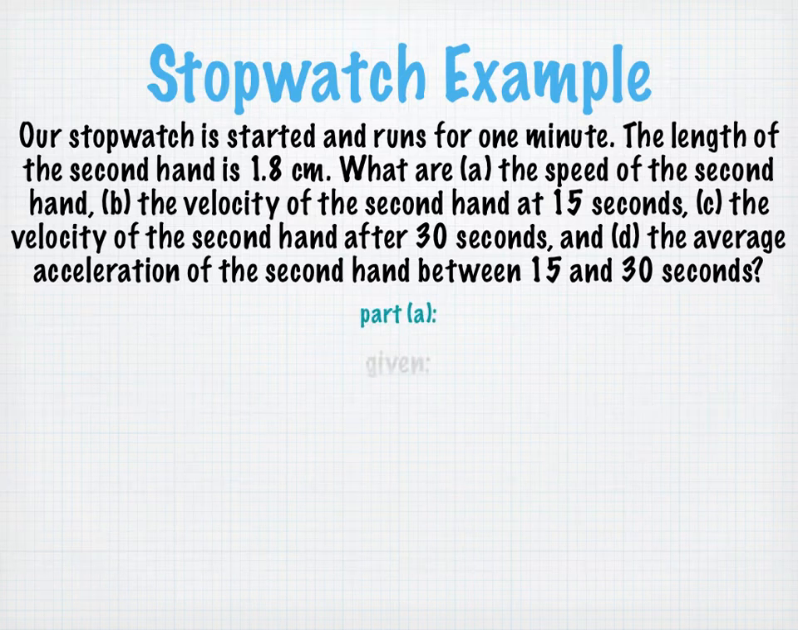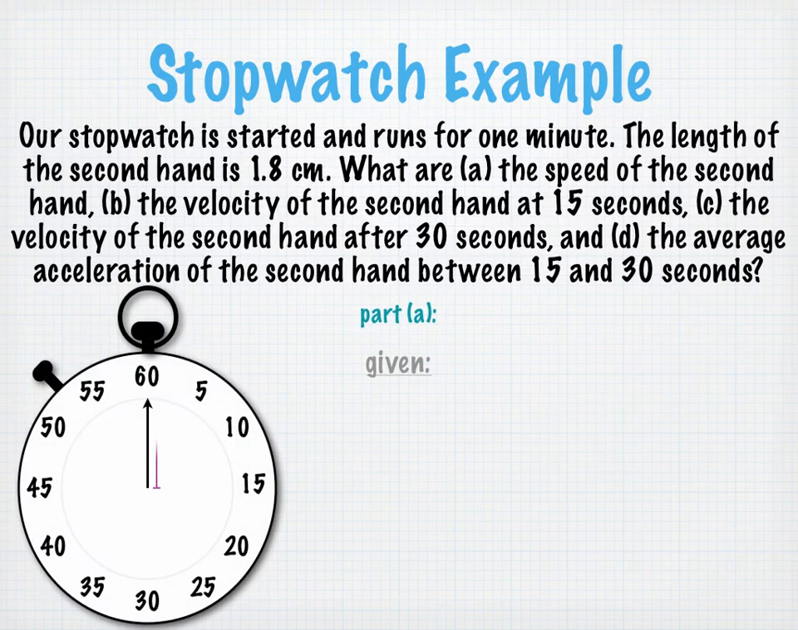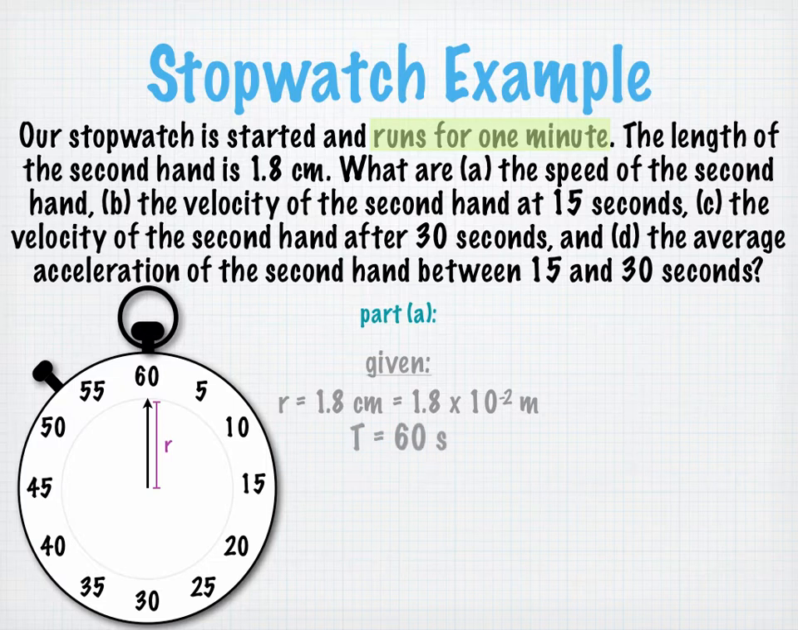What are we given? The length of our second hand, which we will call R, is 1.8 centimeters. Let's go ahead and convert this to our SI unit of meters. We get 1.8 times 10 to the minus 2 meters. We're also told that the stopwatch runs for 1 minute. That's a time of 60 seconds, which is also the period of our second hand. So we'll call that time capital T.